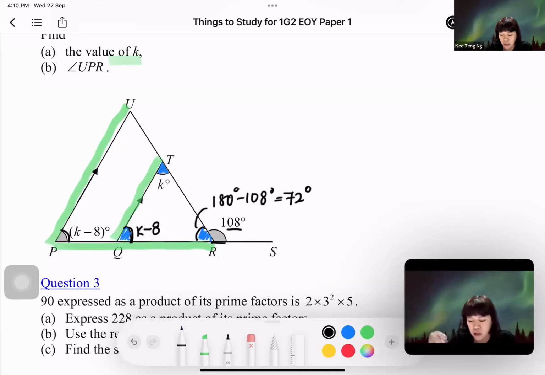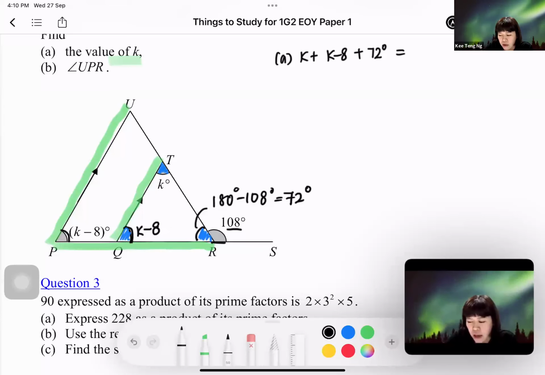So all the three angles add up to 360. That means, no, 180. That means for part A, K plus K minus 8 plus the 72 degrees, everything adds up to 180 degrees. But when we do working, we are not going to write degrees.